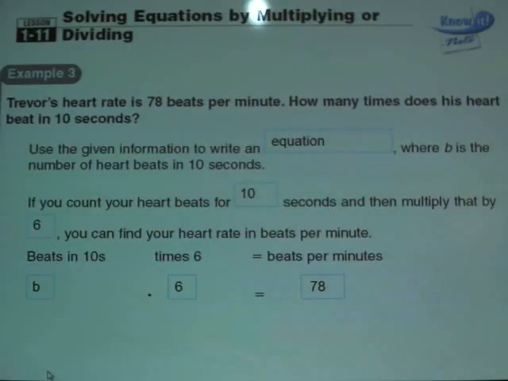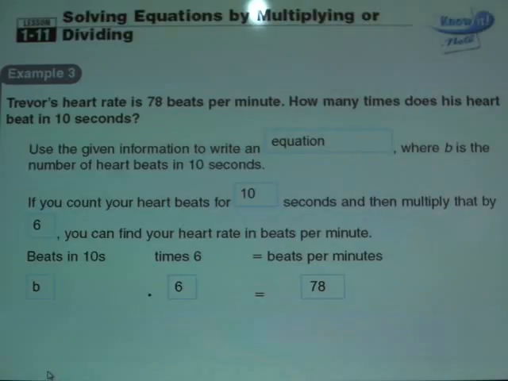Here's number 3, a word problem. It says Trevor's heart rate is 78 beats per minute. How many times does his heart beat in 10 seconds? So obviously, this has somehow got to be about writing an equation because this section is all about solving equations. So we're going to take what they say there and write an equation from it.